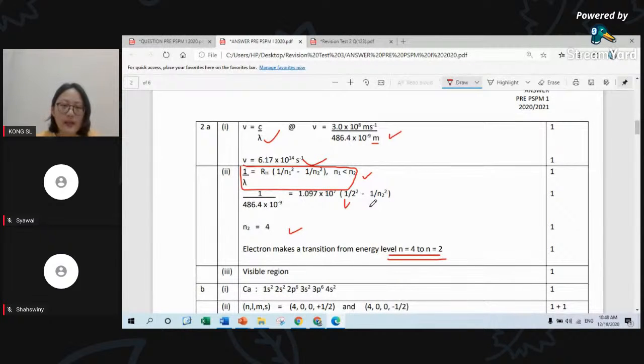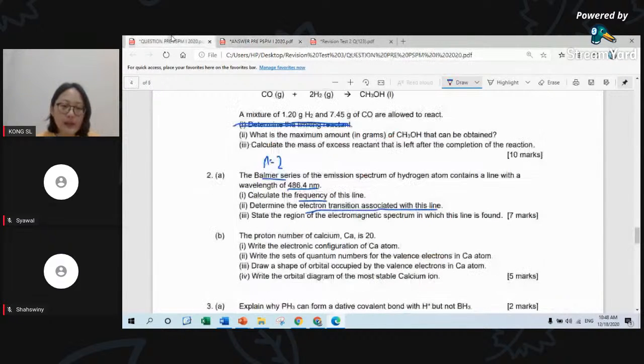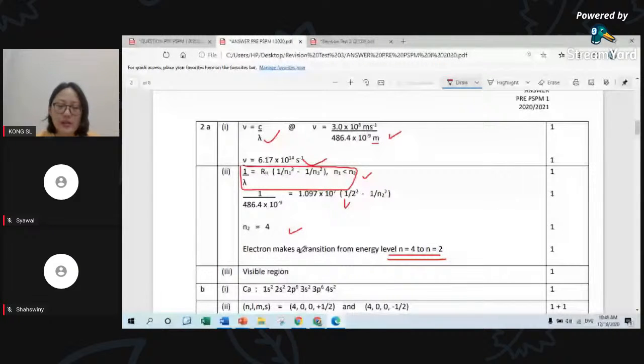And then because the question is asking about electron transition, so you must make the conclusion. Electron make a transition from higher energy. Just now is n equal to 2, right? Okay, and then after calculate, this one is n equal to 4. So from n equal to 4 to n equal to 2. Clear? Okay, next, Balmer series under which region? Very simple, visible region. Always remember, only Balmer series can give you the color green, blue, and red.